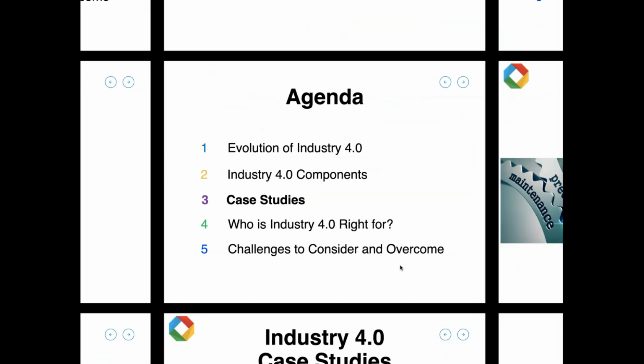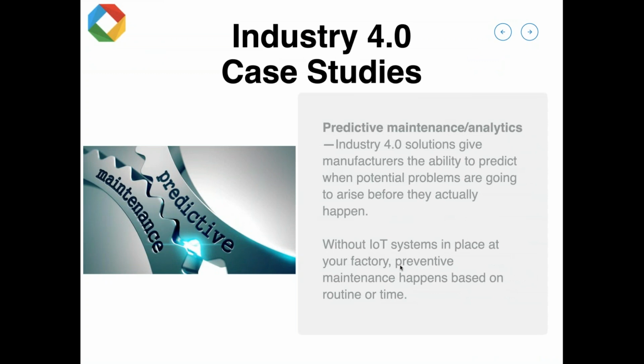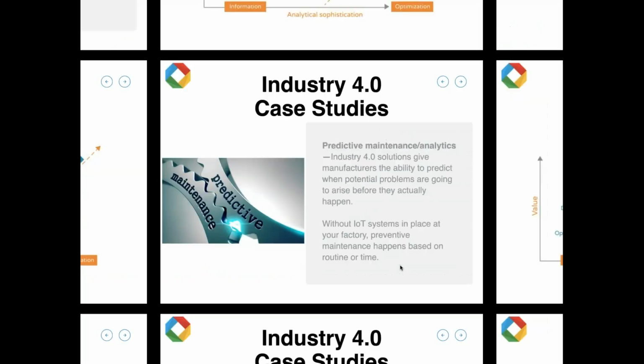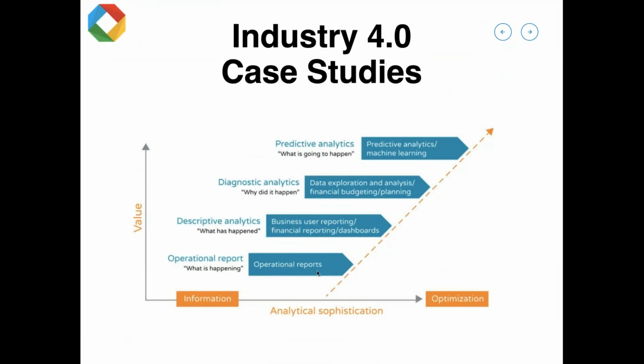Moving on to case studies, predictive analytics is one of the first areas we would discuss. Manufacturers have the ability to predict when problems would happen rather than responding to them when they actually do arise. Typical factories started off with operations reports and live dashboards, which address what has happened. We then move into root cause analysis, which starts exposing why this happened. Now with predictive analytics, we can determine what is going to happen with a certain degree of accuracy.